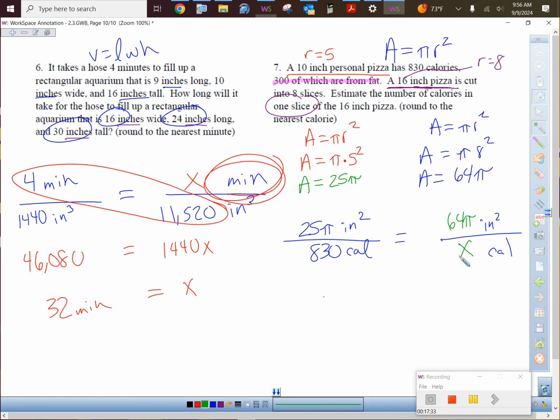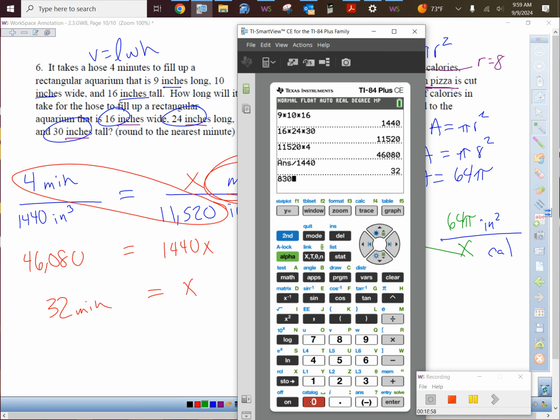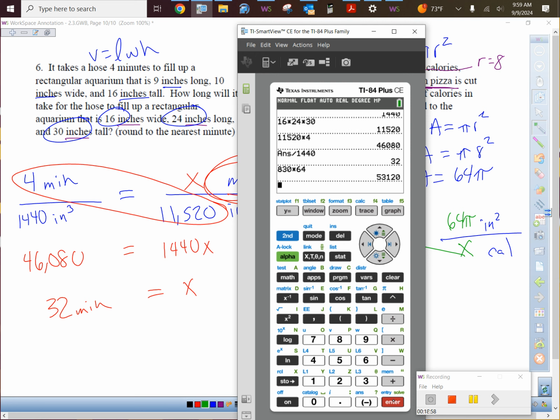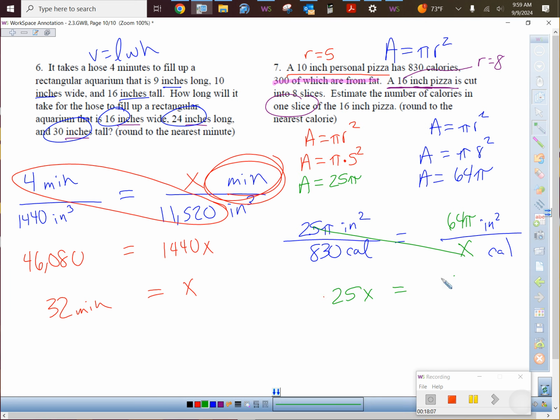Now, I don't know this calorie amount, and I'm going to be super nice. What's going to happen when we do the math is these pi's are going to end up canceling each other out. It's totally going to happen. So if you don't even want to write the pi's down, I'm good with that when we cross multiply. But we need to take 25 pi times x, and if we just get rid of the pi for fun, are you down with that just being like 25x? And over here, 830 times 64. Got to punch that in. I don't know what that is. But the pi's just end up going away. 53,120. They'd both have a pi with them, and it would end up dividing out. So the pi's just kind of go away, right?